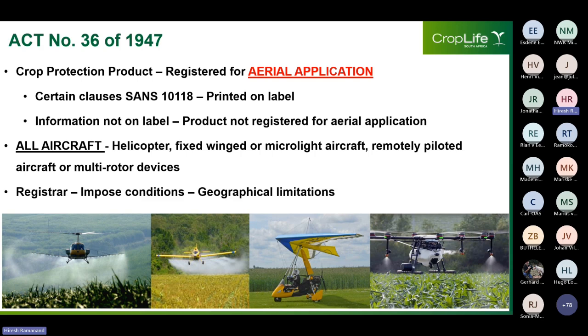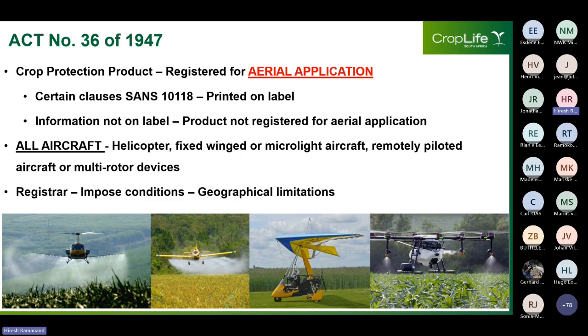With that said, it is important to note that when a crop protection product is registered for aerial application, this broad heading appearing on suitably registered crop protection products includes all aircraft such as helicopter, fixed wing, or microlight aircraft, remotely piloted aircraft, or multi-rotor devices such as drones.